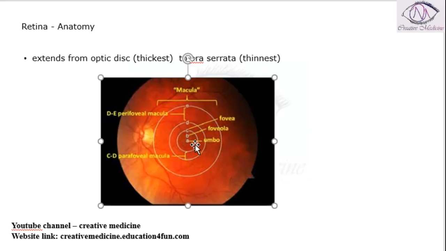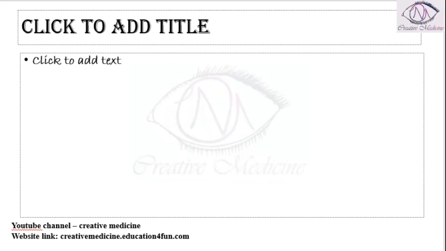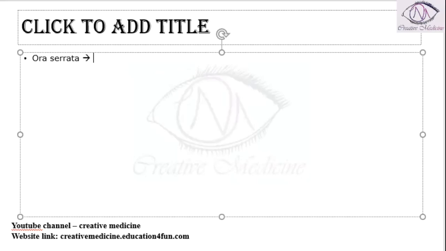This is the optic disc. This is the macula. From the optic disc, it extends to the ora serrata. What is the ora serrata? The ora serrata is the region of insertion of the retina, and this also corresponds to the insertion of the extraocular muscles like the recti muscles. So the insertion of the recti muscles corresponds to the ora serrata.